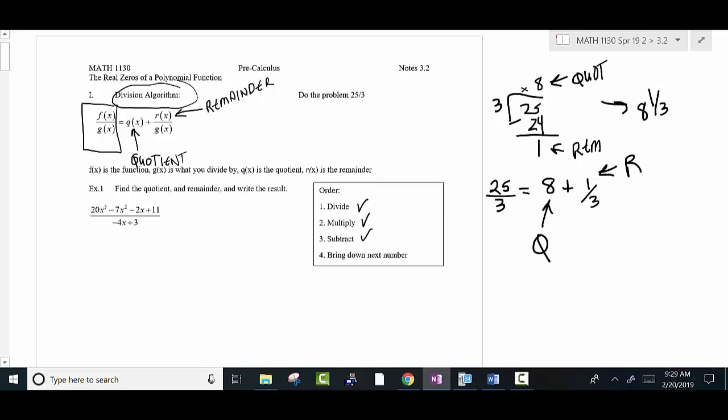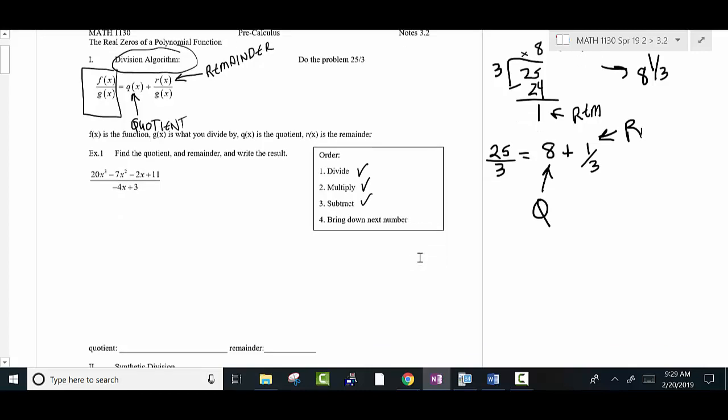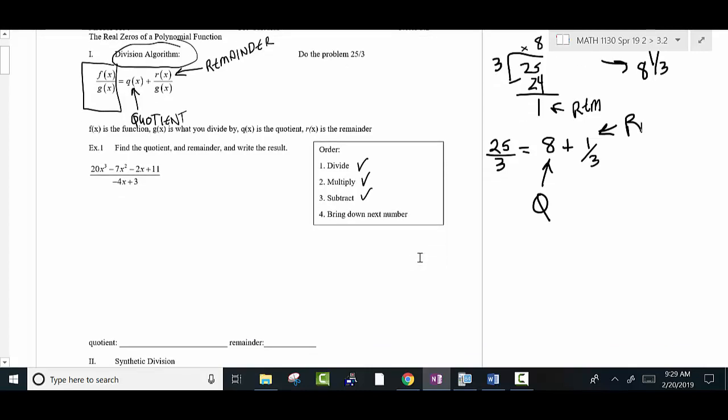I usually like to review an arithmetic problem before I do an algebra problem, and sometimes students have to play with the algebraic division a little bit because they haven't done it in a long time, or maybe you've never done it. So I'm going to go through and just do one example of long division, and then we're going to transition out of that and do synthetic division, which is a lot easier.